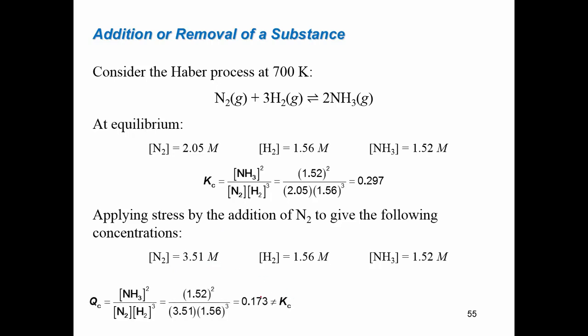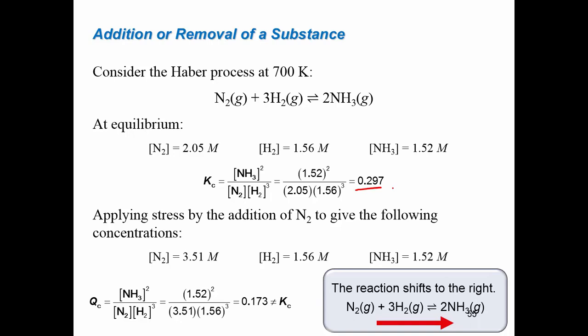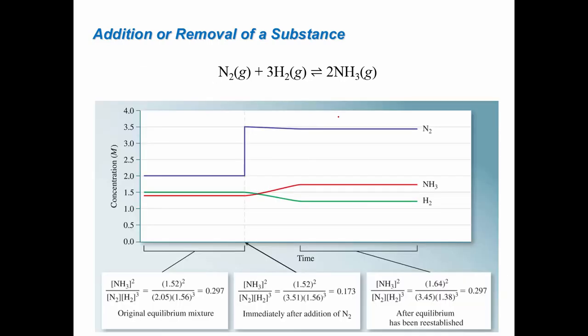Well, the first example, if we add nitrogen in order to change the concentrations, then we have to adjust the other concentrations in order to keep the Kc constant. So the reaction will shift to the right. If we add nitrogen, we will shift the equilibrium towards the production of products, shift it to the right, in order to remove that stress, in order to remove the addition of the nitrogen.